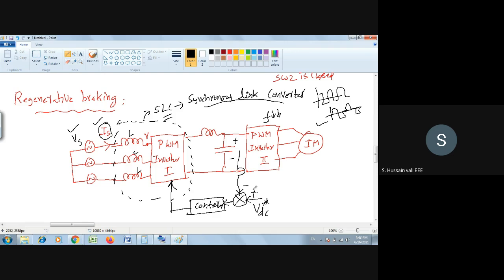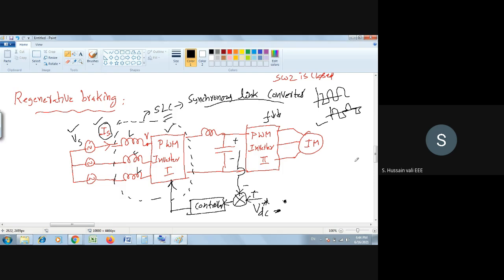Now here, what do you find in the closed path? You will sense the DC voltage here, then you have the reference DC voltage. Based upon the error, the controller will generate the pulses. It's a simple thing: whichever voltage you set here will be compared, and based upon that it will control the PWM inverter number 1. So this is the regenerative braking of that.